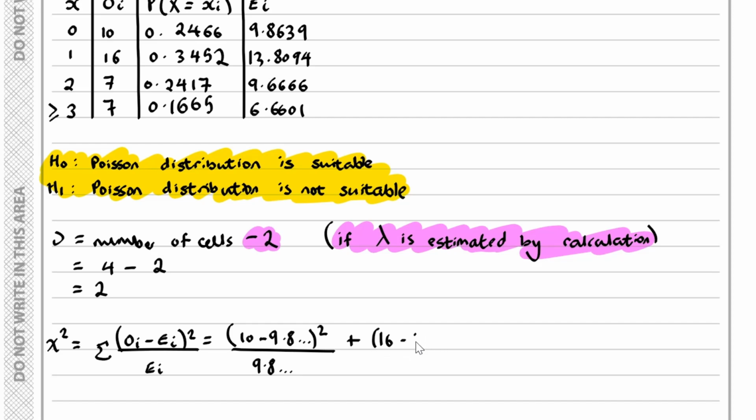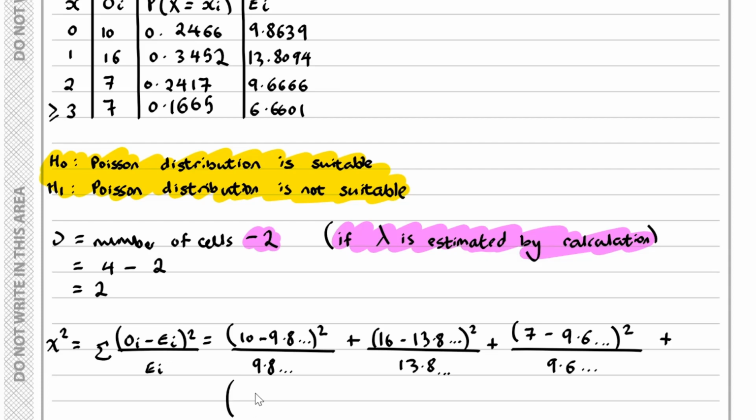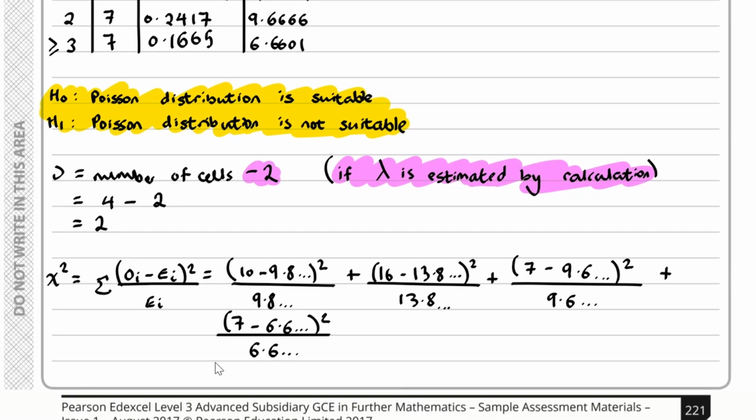And then we have 16 minus 13.8 etc. squared over 13.8 etc. And then we have 7 minus 9.6 etc. all squared over 9.6 etc. And finally we have 7 minus 6.6 etc. all squared over the 6.6 etc.